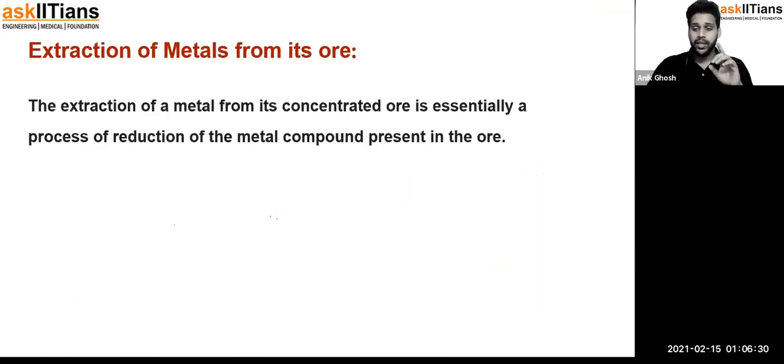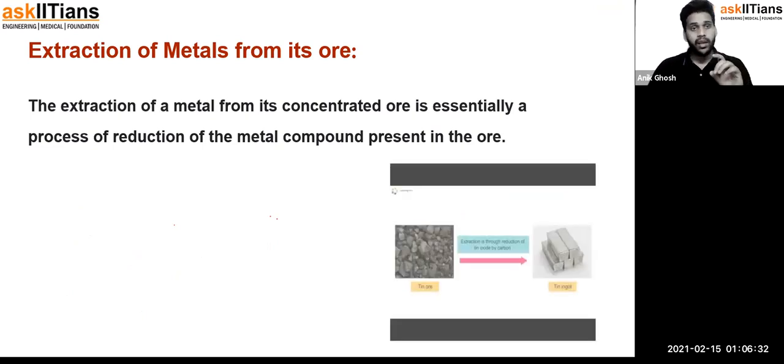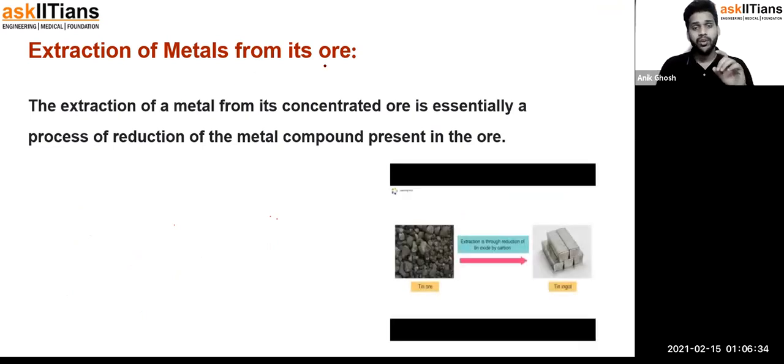Now the first thing is extraction of metals from its ore. This is the first process. The extraction of metal from its ore is from its concentrated ore. And now you know how to concentrate an ore, right?